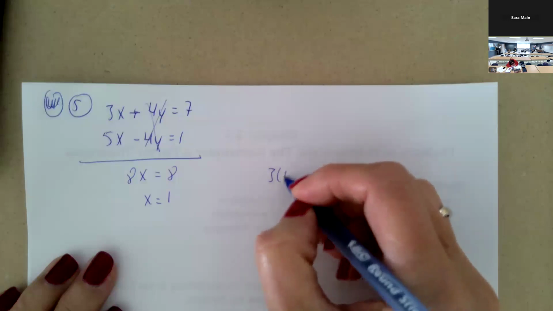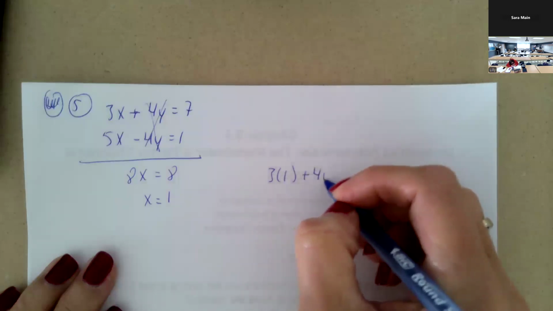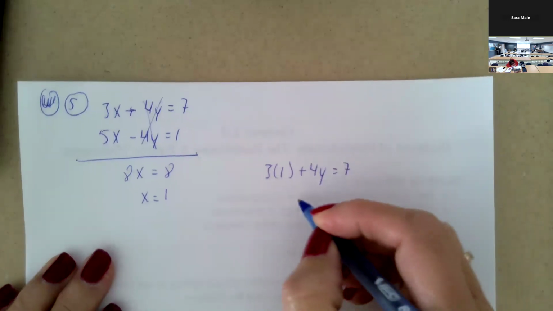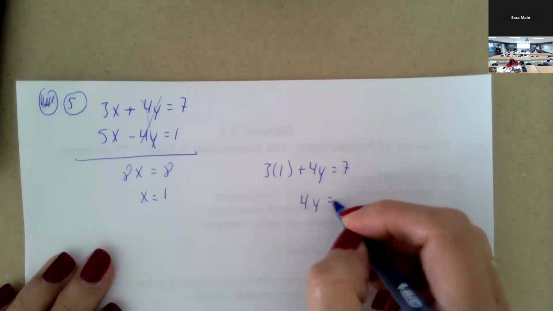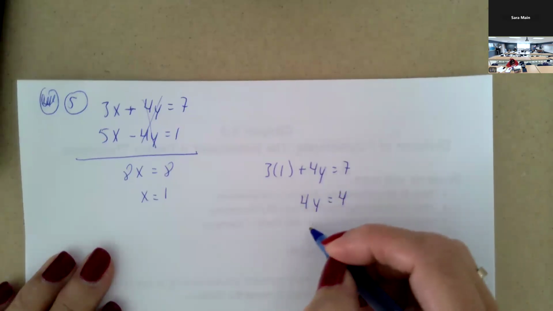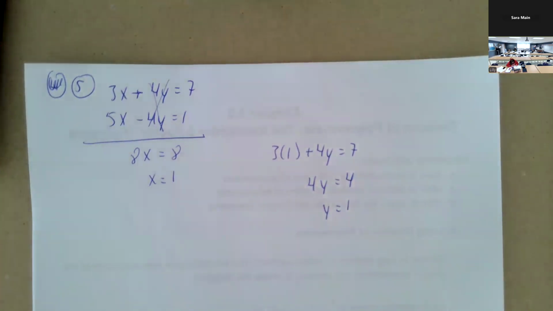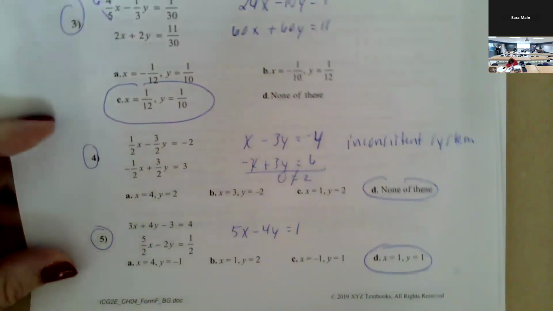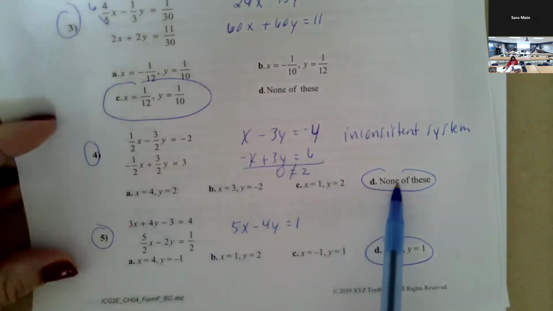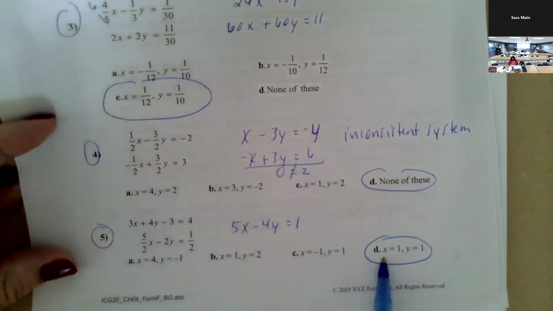So if x equals 1, I'm just going to replace that into row 1 to solve for y. Subtracting 3, we get 4y equals 4, and it looks like y equals 1. So x is 1, y is 1 is letter D. Number 4 is none of these, and number 5 is D.